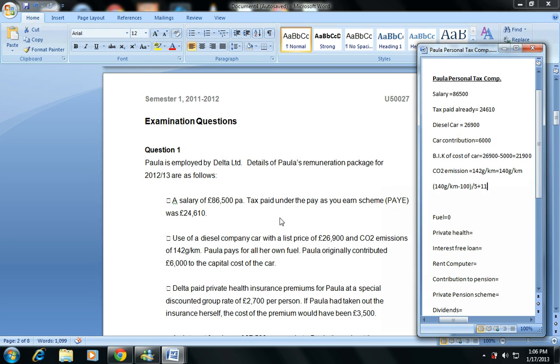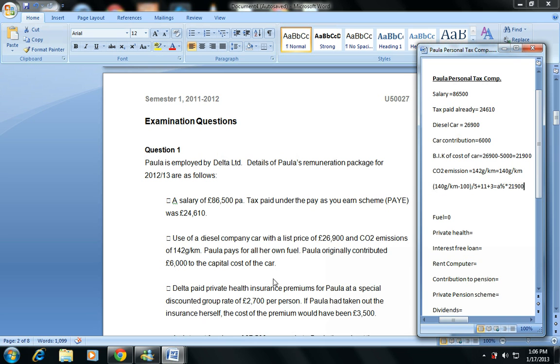But here, because it's a diesel company car, anytime it's a diesel car, we add an extra 3% to it. Then we get a percentage. So let's say a percentage times this amount, the benefit in kind cost of the car. We times it with that 21,900, then we get our benefit in kind.